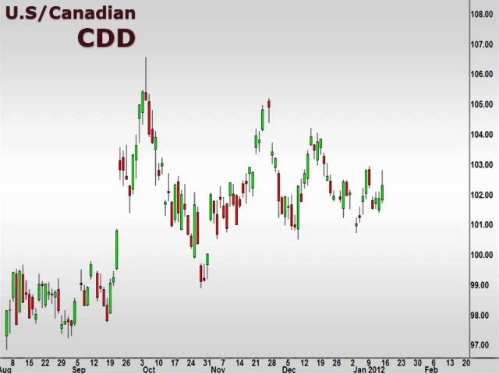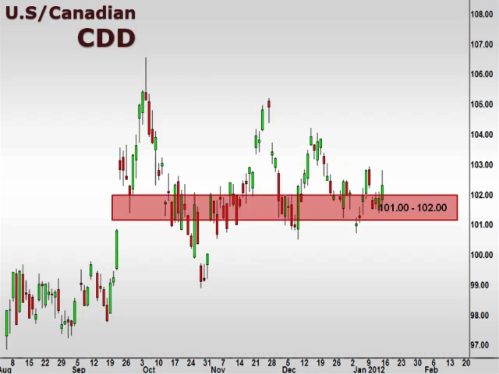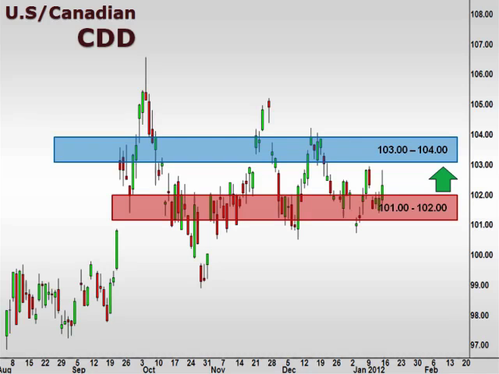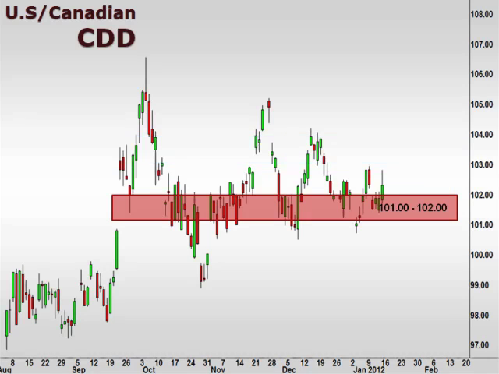Next up, the US dollar versus the Canadian dollar is seen here in the ISC FX Options pair value CDD. Well, the CDD appears to be creating a sideways triangle reflecting the uncertainty that has been surrounding the currency markets. Now, the 101-102 focal zone remains our key support here with the 103-104 level as the next upside resistance.